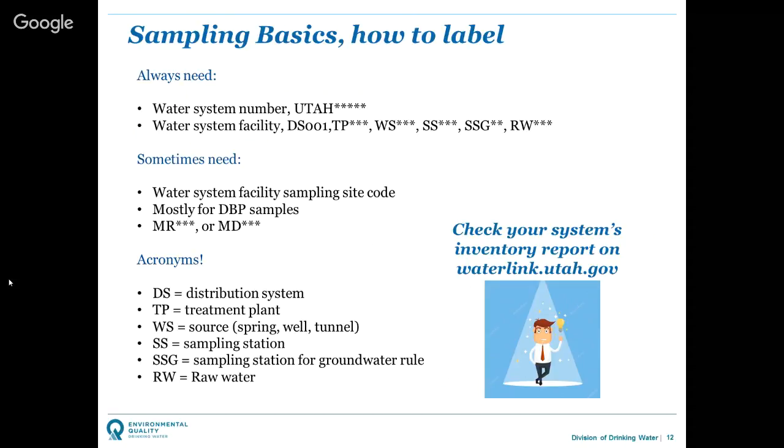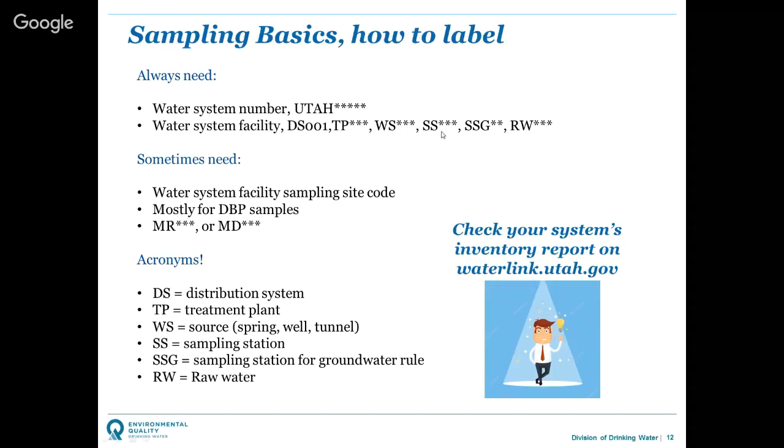Water system facility. Always, it's going to be DS001 for your distribution system samples. That is always the facility. Every water system in the state has one distribution system, and it is DS001. So all of those can be marked with that. They get trickier if you're doing source samples, because you're going to need to put something that's a WS00 for a water system source like a well or a spring.